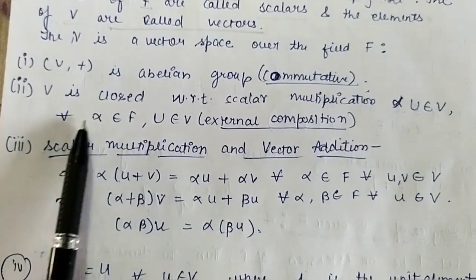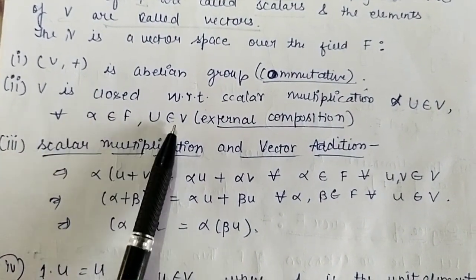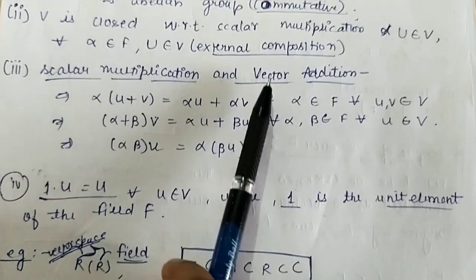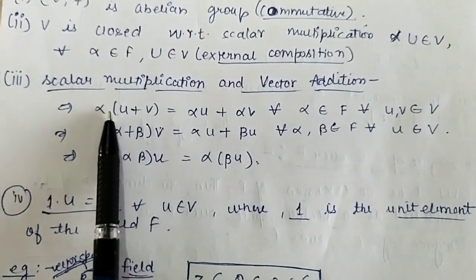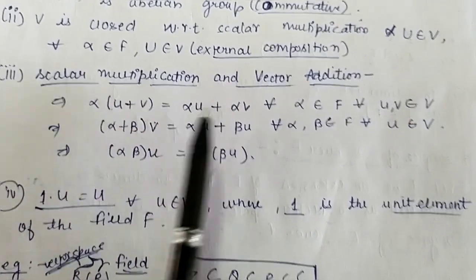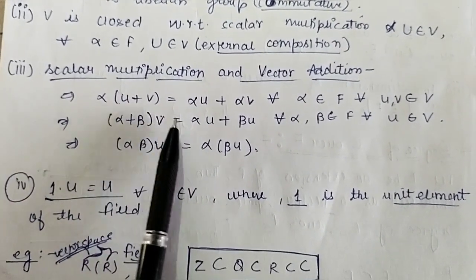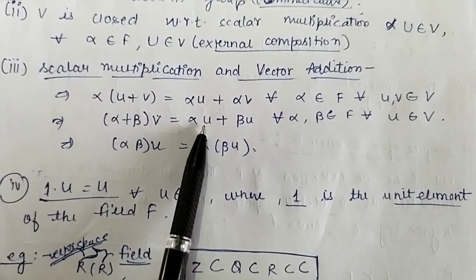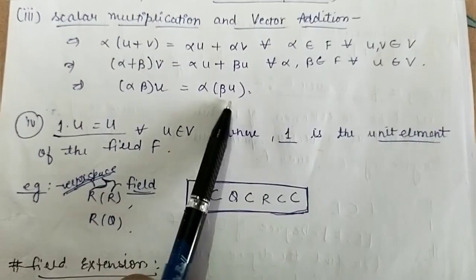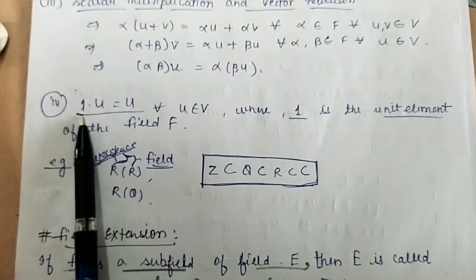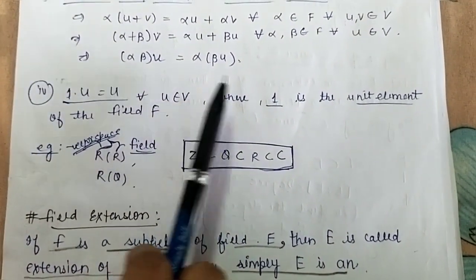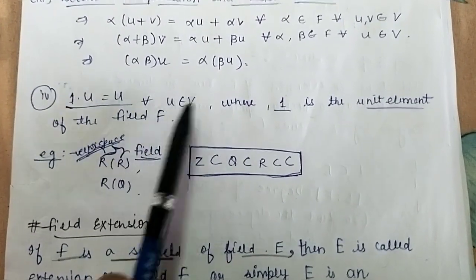Alpha U belongs to V for every alpha belongs to F; this is an external composition. Scalar multiplication and vector addition: alpha (U plus V) is equal to alpha U plus alpha V. (Alpha plus beta) U is equal to alpha U plus beta U. (Alpha beta) U is equal to alpha (beta U). Now the fourth point is 1 into U is U for every U belongs to V, where 1 is the unit element of the field F.